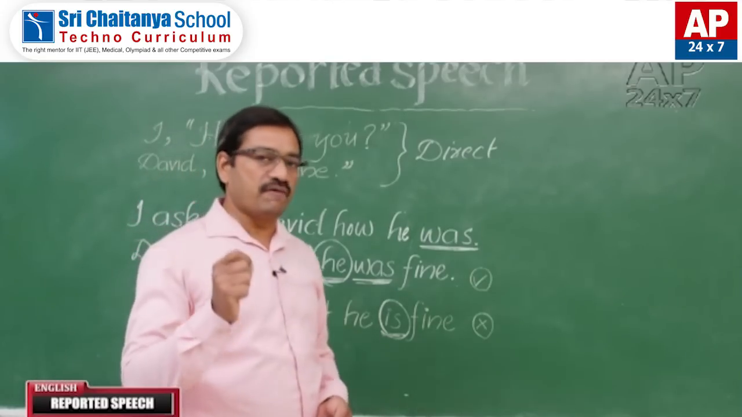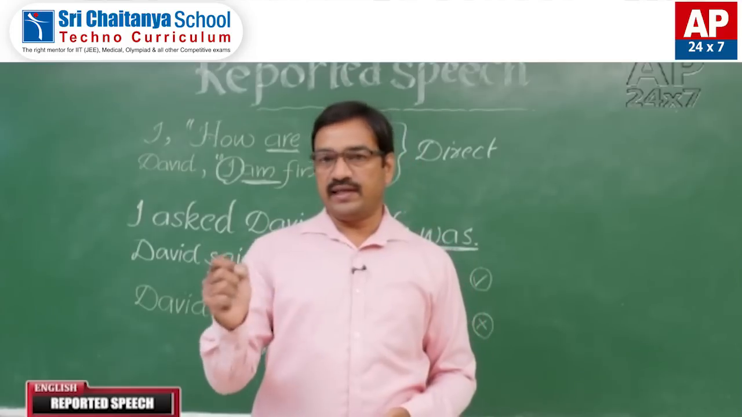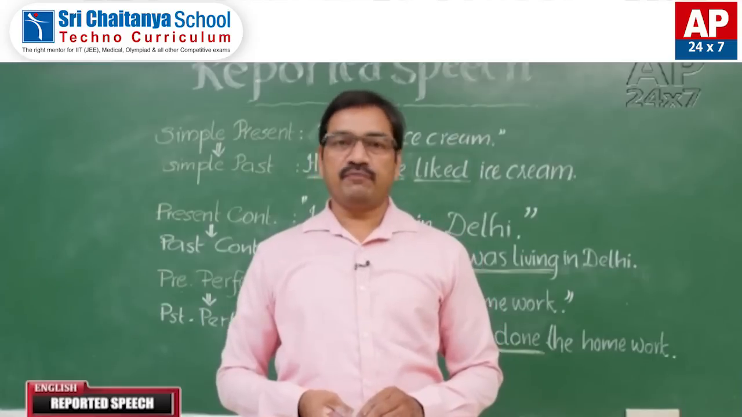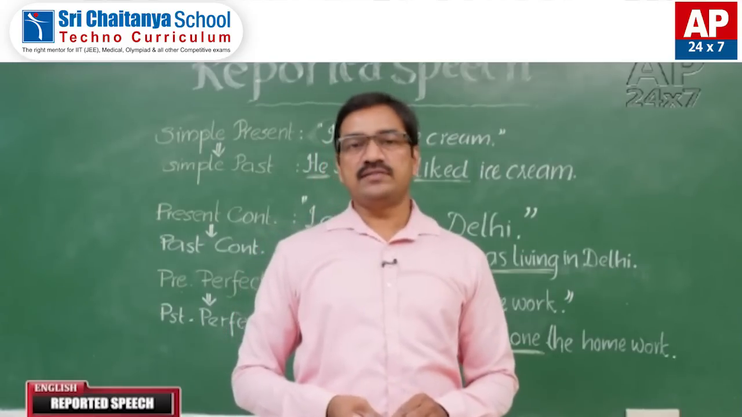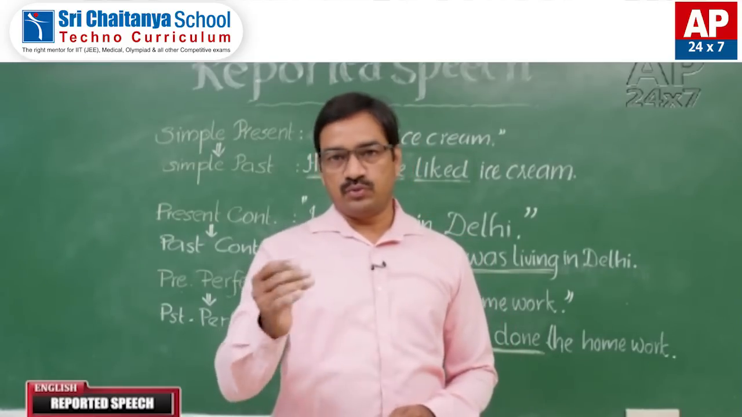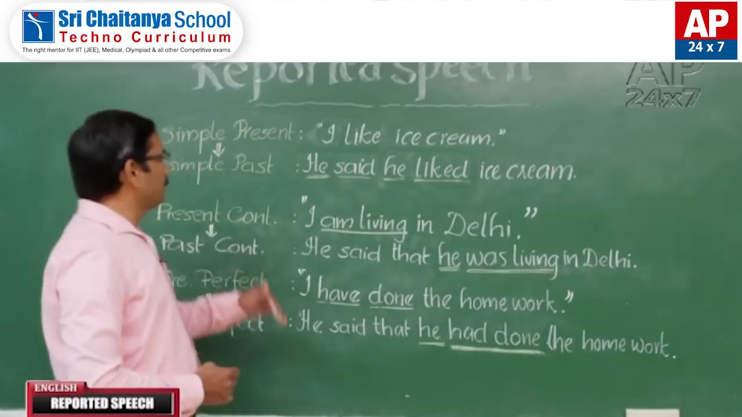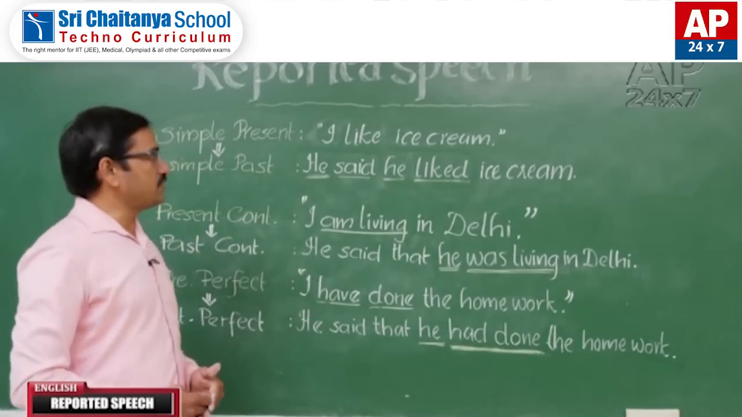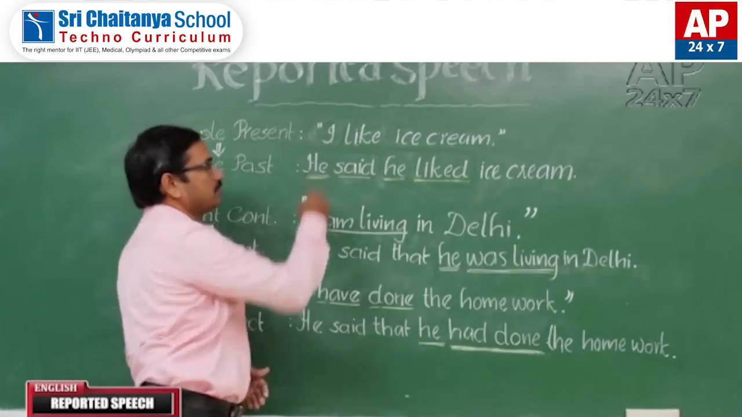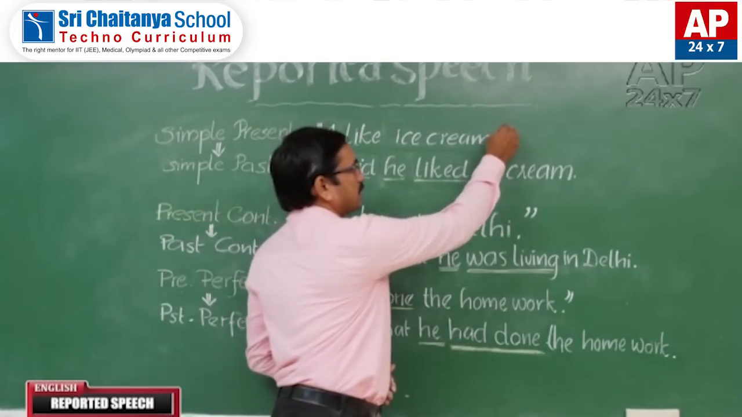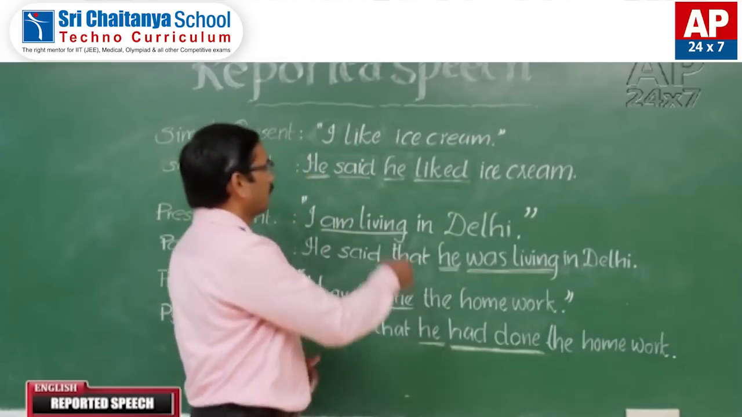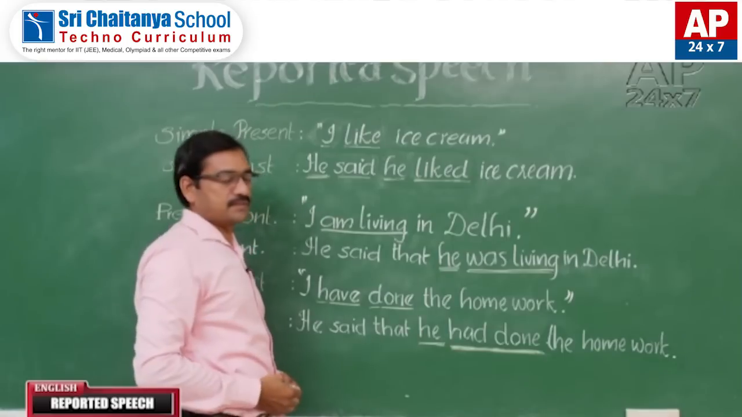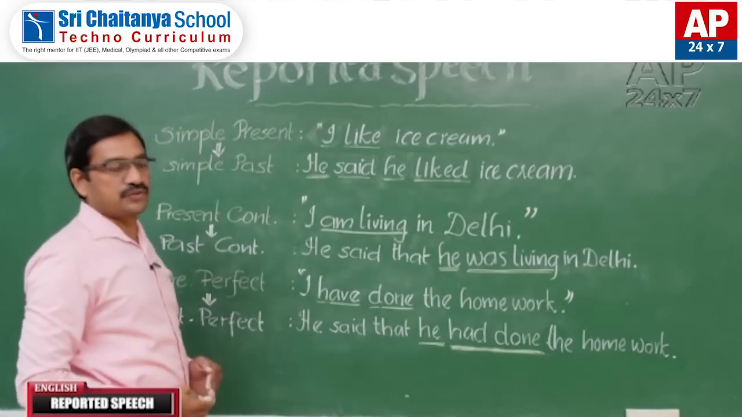Let us see the details of how we change direct into indirect and what the changes are according to different tenses. Let us see a few examples tense wise. How do we change direct speech into indirect speech? For example, starting with simple present: I like ice cream. We have a sentence here written within quotation marks, so that shows it is direct speech. The pronoun is I, the verb is like, simple present. How do we change it into indirect speech?